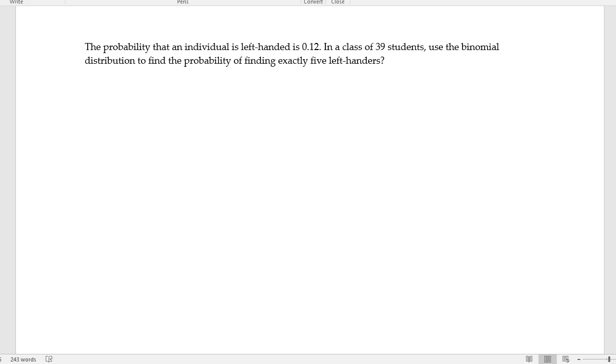This first question says, the probability that an individual is left-handed is 0.12, and a class of 39 students, use the binomial distribution to find the probability of finding exactly 5 left-handers. Now you might ask a question, how do we know the probability that an individual is left-handed is 0.12?